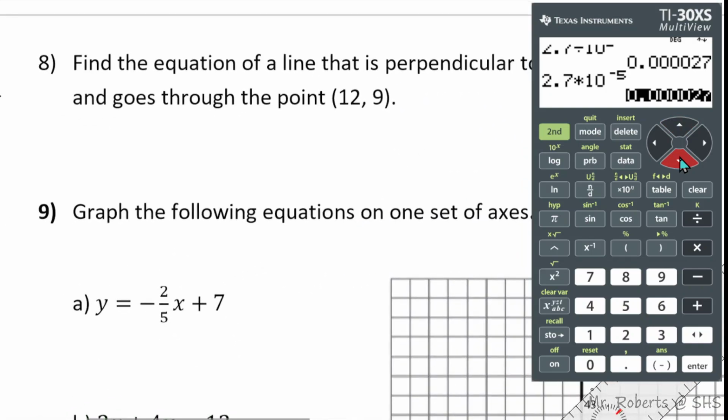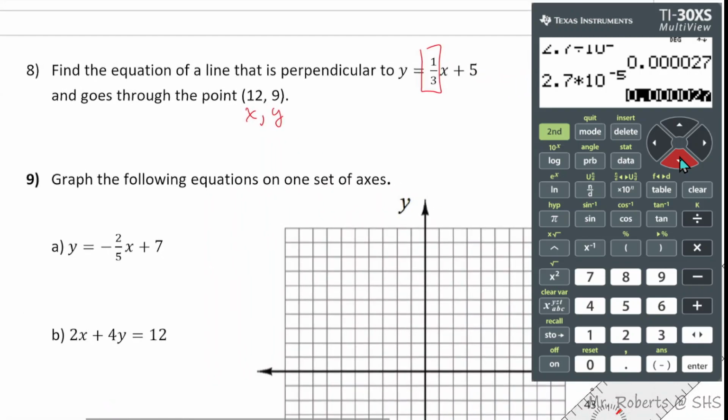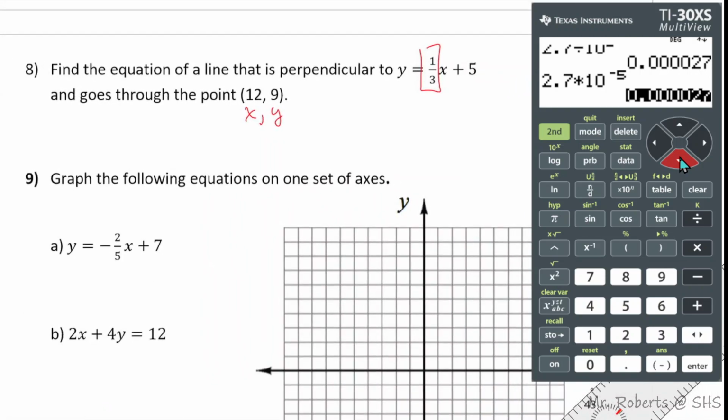Last page. It says, find the equation of the line that is perpendicular to this line. Oh, and it hits this point. So I've got some point. This point has an x value. This point has a y value. And I want to make a right angle to align with the slope of positive 1/3, right? I need to make a right angle to that one.